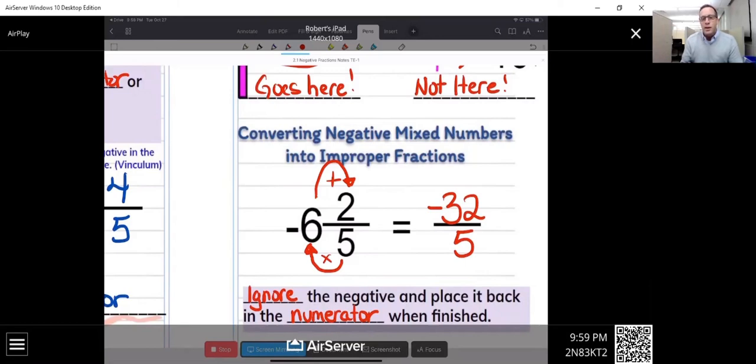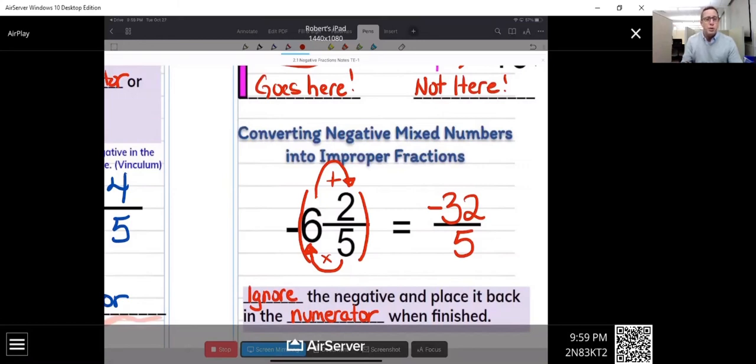That's all there is to it when it comes to changing a negative mixed number into a fraction. It's very important that you ignore that negative. If I didn't ignore it and used multiplication rules for negative numbers, then I would get 5 times negative 6 is negative 30, and negative 30 plus 2 makes negative 28, which would be wrong. You wouldn't want to do that. Sometimes teachers might put parentheses around it, and then you just put the negative on the outside. Don't forget about it, but apply that negative back onto the improper fraction when you're through converting it.